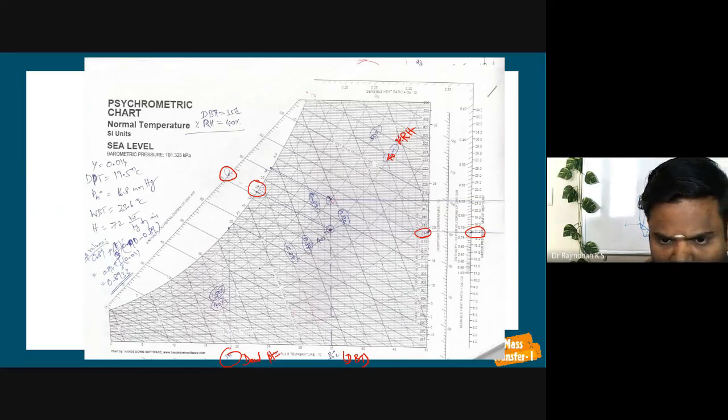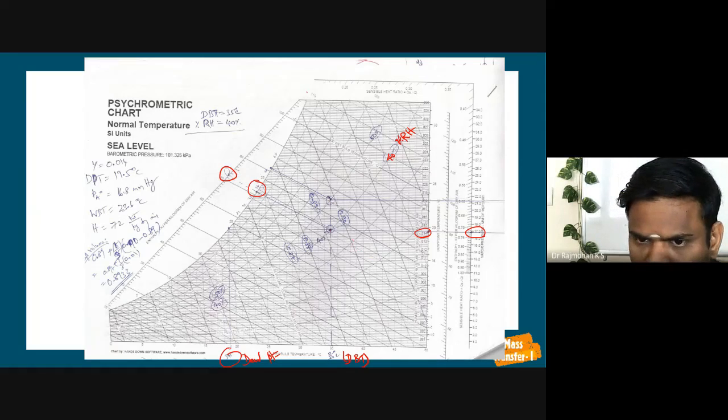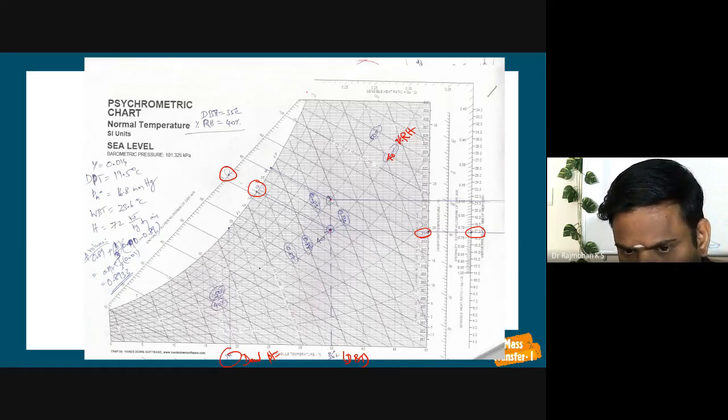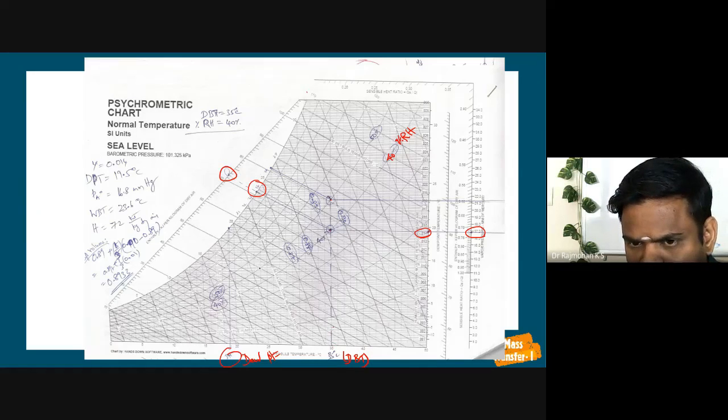Okay, so there may be a problem if it is asked what if the percentage RH is changed to 50 percent. What can you do? I can plot the graph here. Same temperature, dry bulb temperature is 35, but percentage RH has changed to 50 percent. What will be the absolute humidity in that case? I can find that here, this 35 degree line.